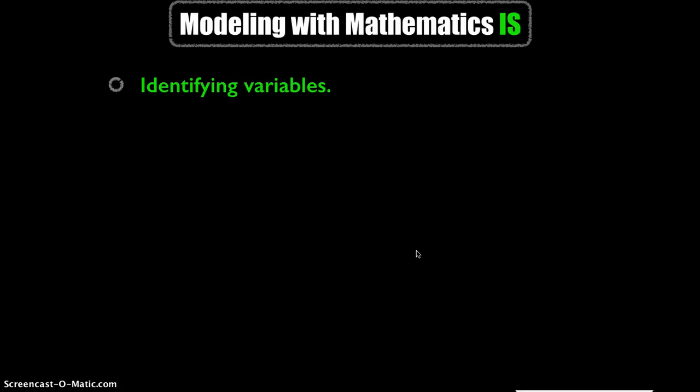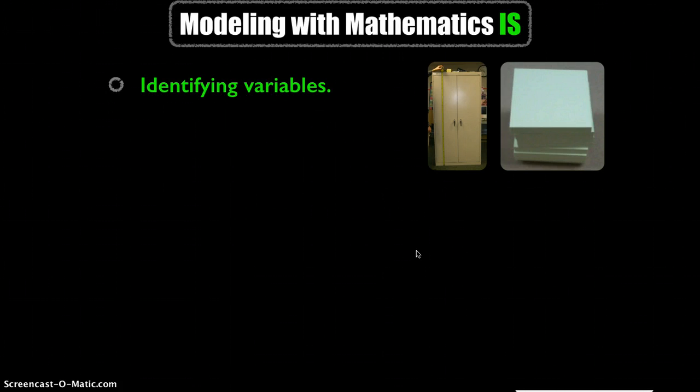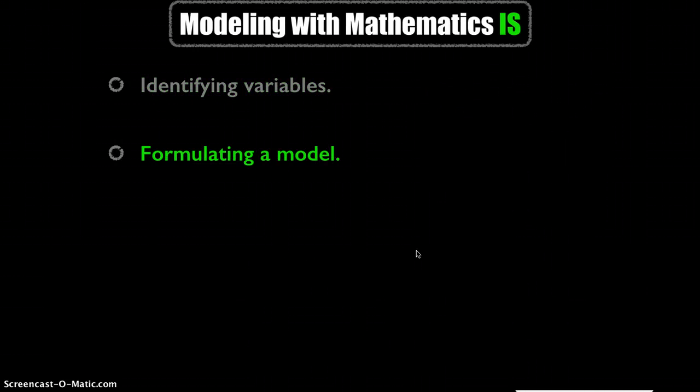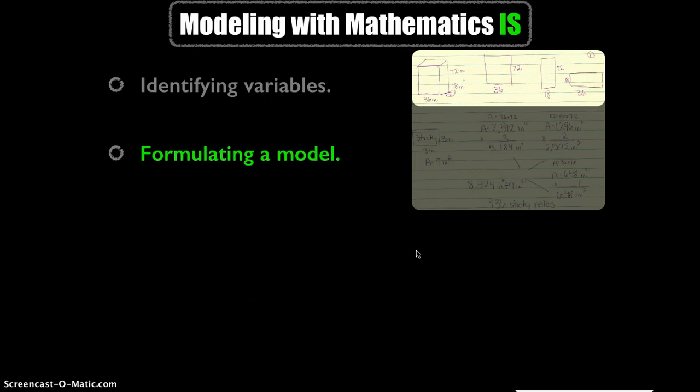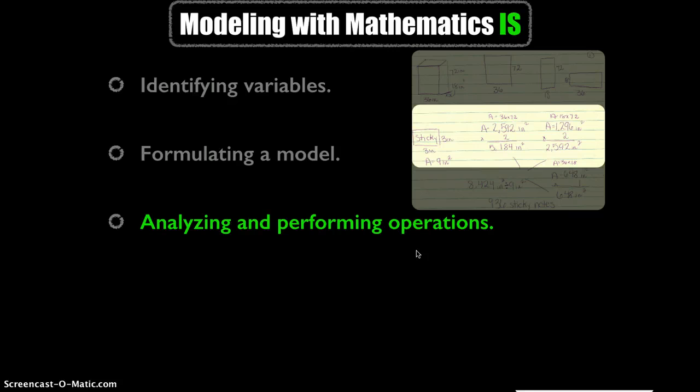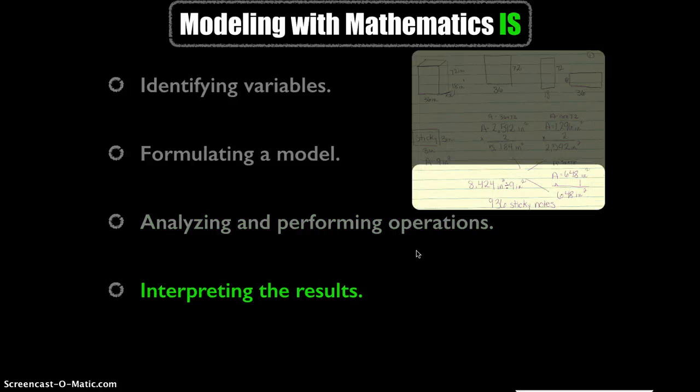Mathematical modeling is identifying variables. Like, what are we covering? How many stickies are there? What are the dimensions? It's formulating a model. Like, am I going to break the sides down? Am I going to multiply? Am I going to add, divide? What's going on here? Well, now that I figured out my plan, I'm going to perform operations. And I'm going to interpret these results.